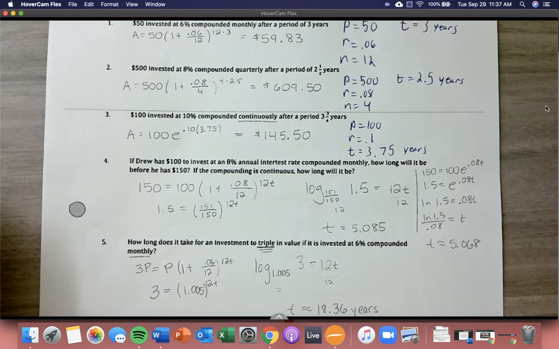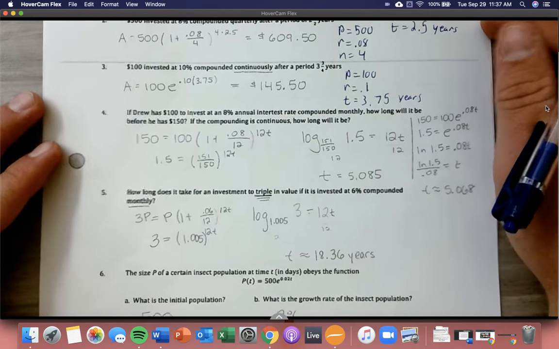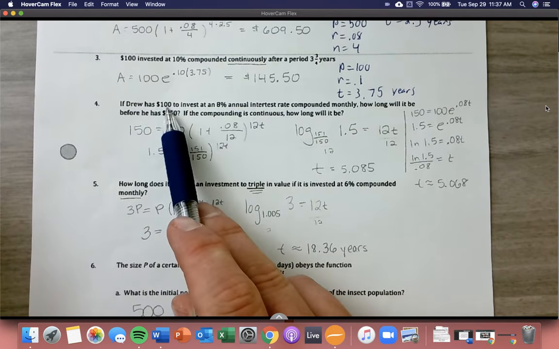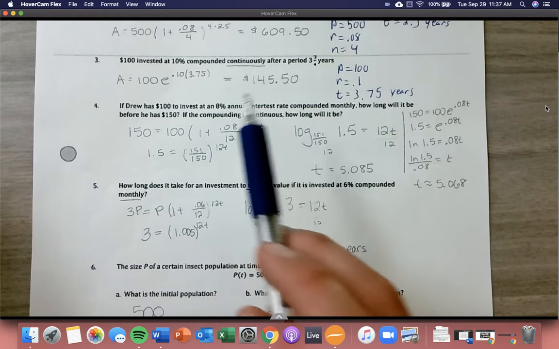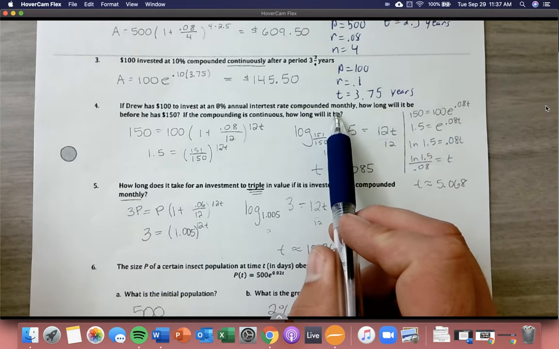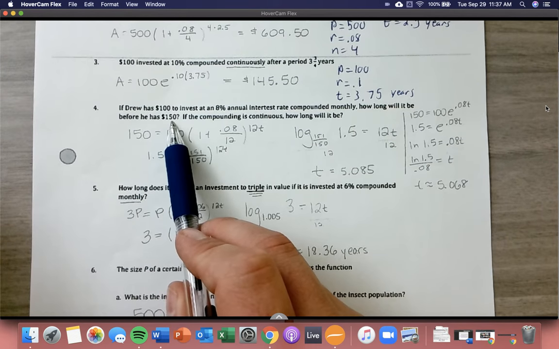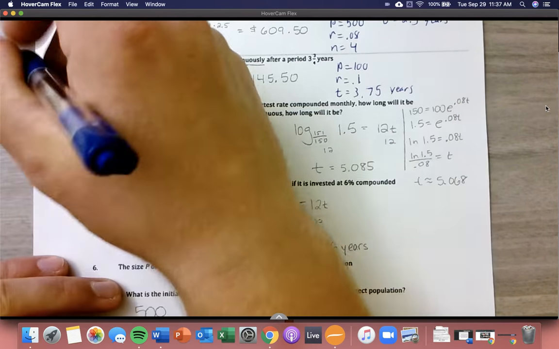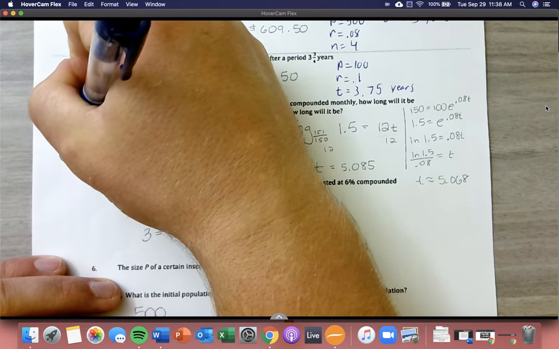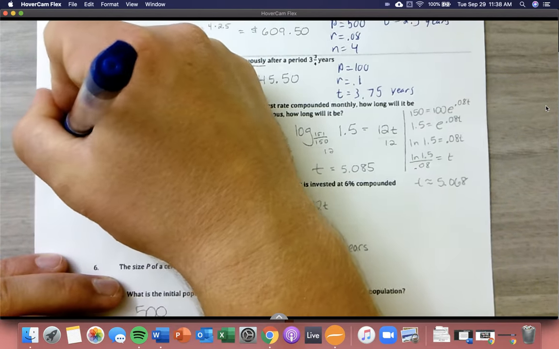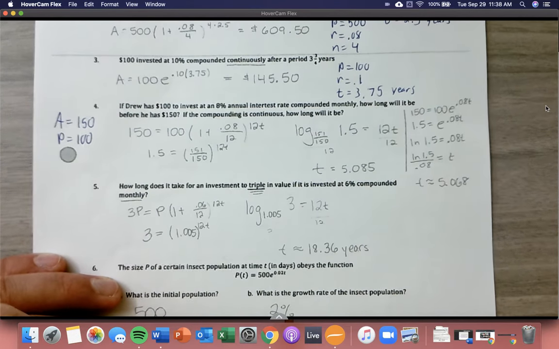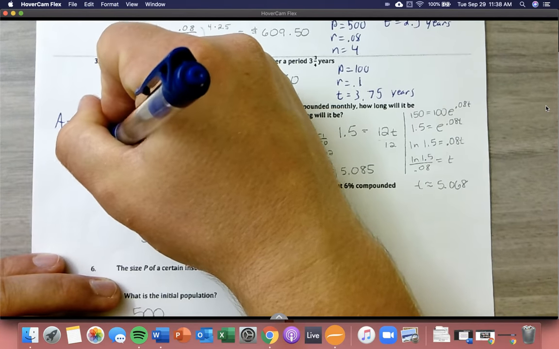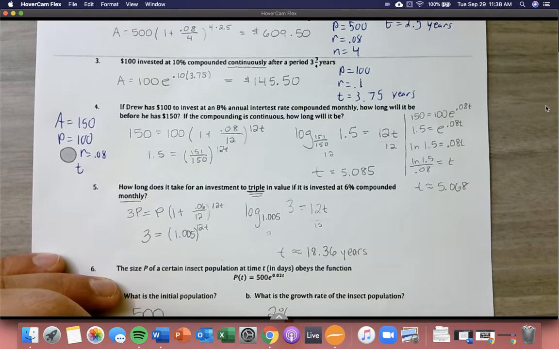$145.50. Now number four, I know we did in class too, so I'm just going to talk about it just a little bit. It's comparing if he had $100 to invest at 8% annual interest rate compounded monthly, how long would it take before it's 150? And then how long would it take if it was compounding continuously? So in both cases, the amount is 150. The principal is 100. The rate is 8%, which is 0.08. And then the time is what we're solving for.